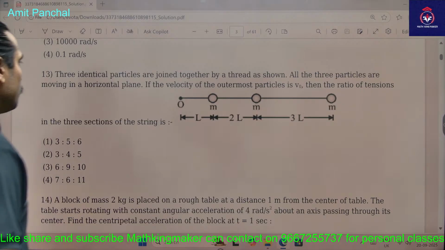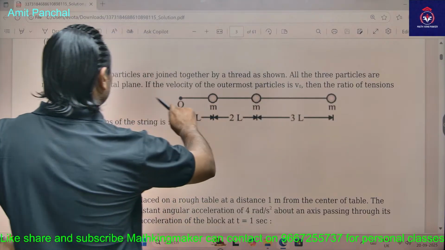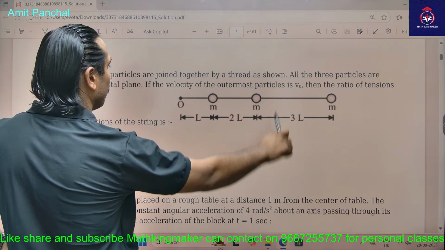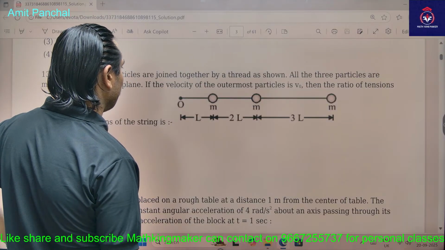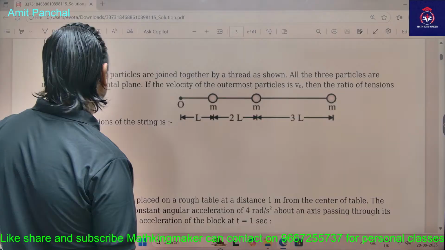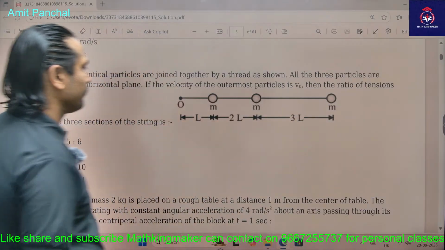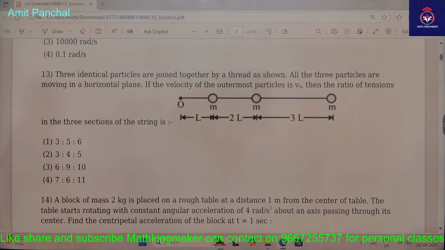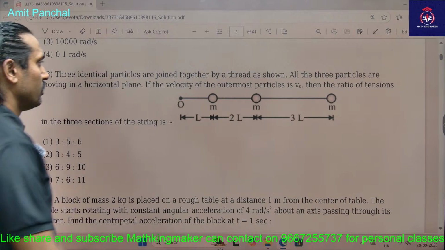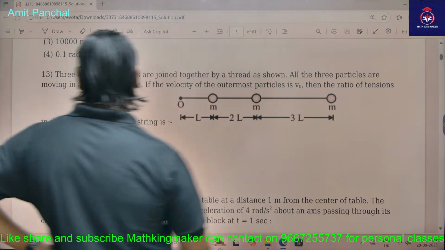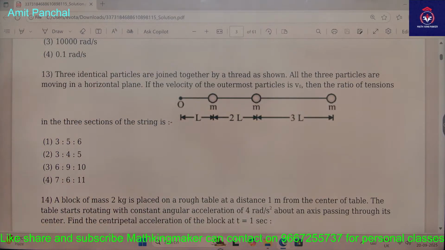Which one is outermost? All three particles are moving in a horizontal plane. These are three particles. If the velocity of the outermost particle is v0, then the ratio of tensions in the three sections of the string.